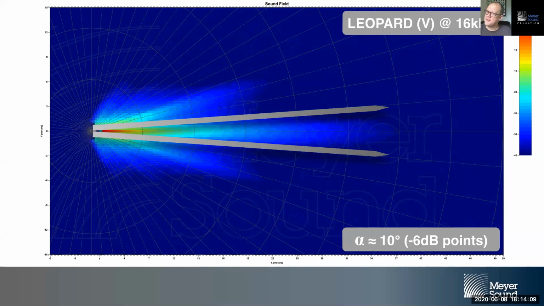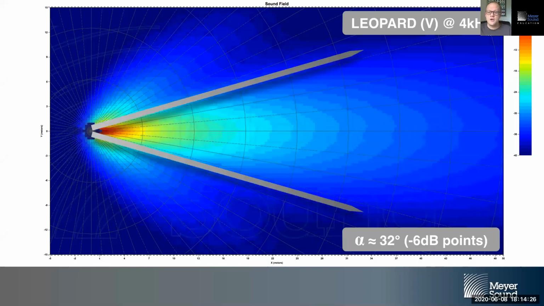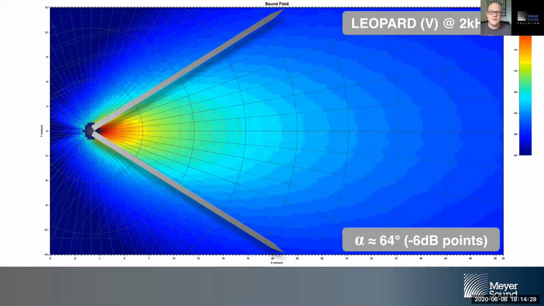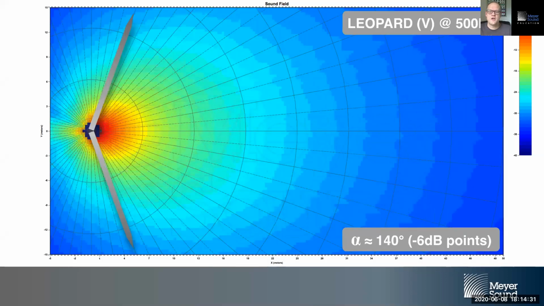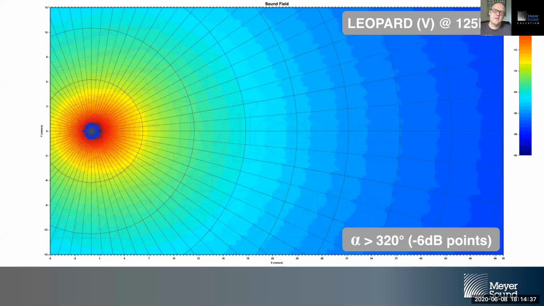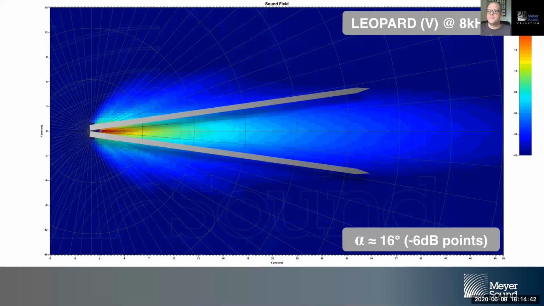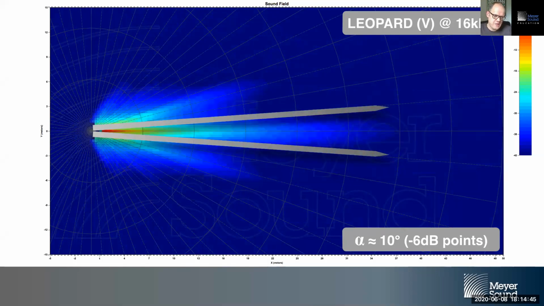The important takeaway is that our Leopard loudspeaker, or any other line array element for that matter, in the vertical, mind you, we're not talking about the horizontal plane, but in the vertical, line array elements do not exhibit the same vertical coverage angle for more than a single frequency. After all, 10 degrees at 16 kilohertz, 16 degrees at 8 kilohertz, 32 degrees at 4 kilohertz, 64 degrees at 2 kilohertz, 100 degrees at 1 kilohertz, 140 degrees at 500 hertz, 180 degrees at 250 hertz, and then it ends up being omnidirectional. Not a single frequency features the same coverage angle as we see in these couple of slides.